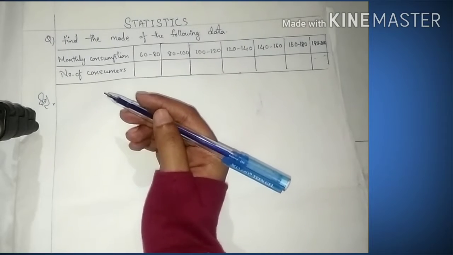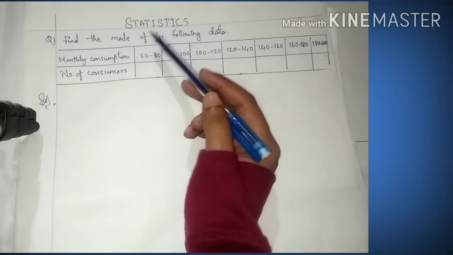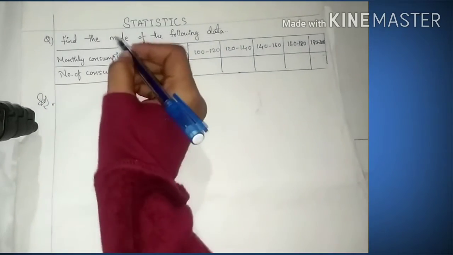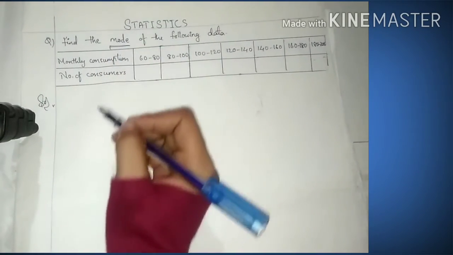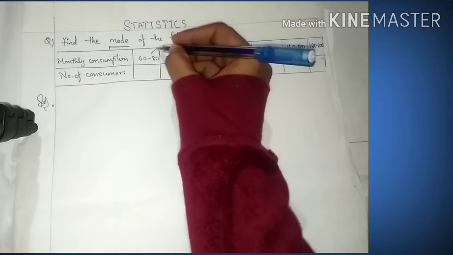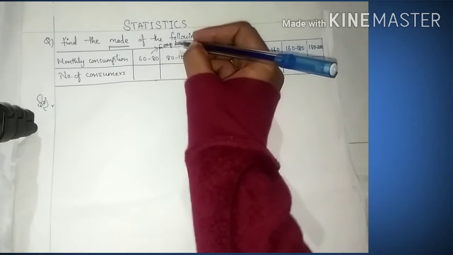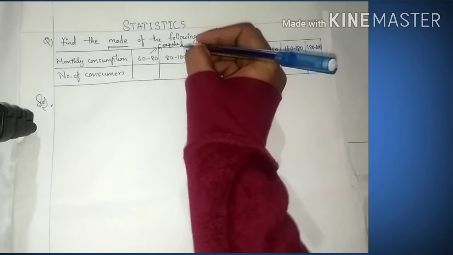Hello everyone, today we are going to find the mode from statistics. Find the mode of the following data. Here the data is given as monthly consumptions and number of consumers. So, mode for grouped data. Here the data is given in groups: 60 to 80, 80 to 100.